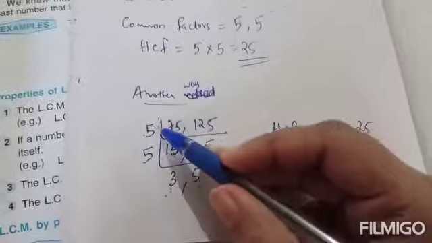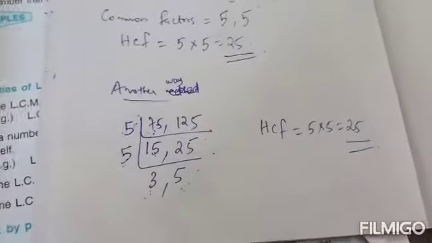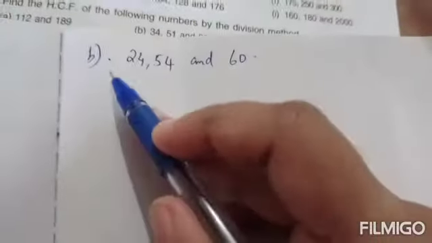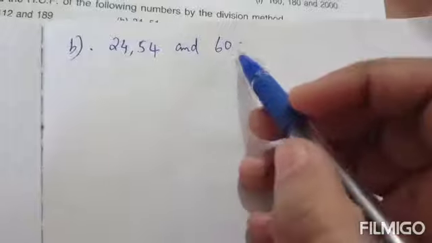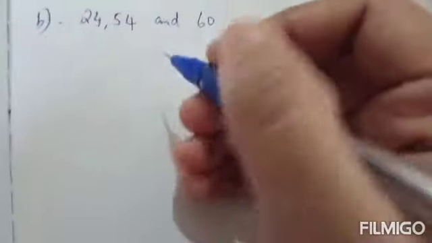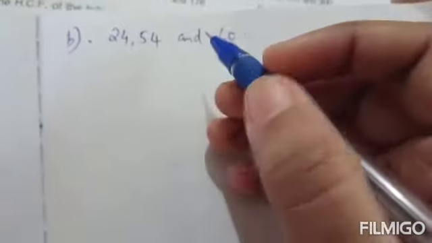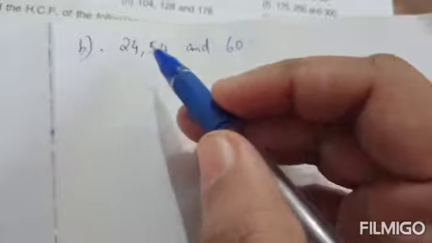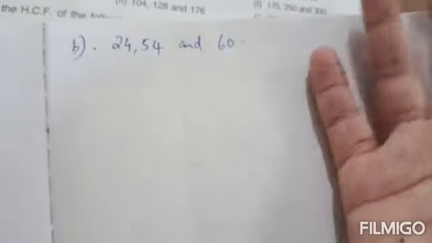So the HCF will be 5 into 5, 25. Okay. B, 24, 54 and 60. Okay, so you can first do the prime factorization of 24, 54 and 60 separately.